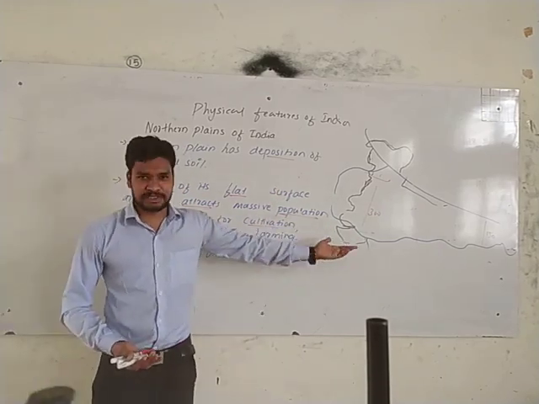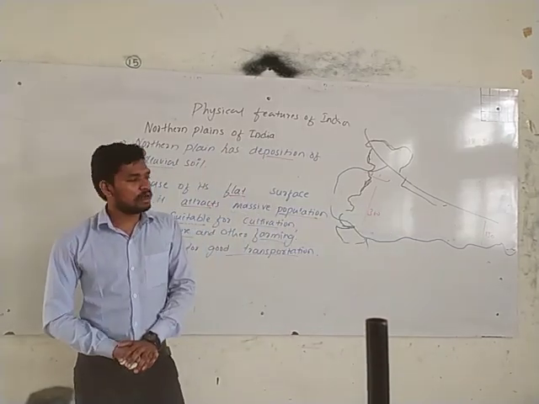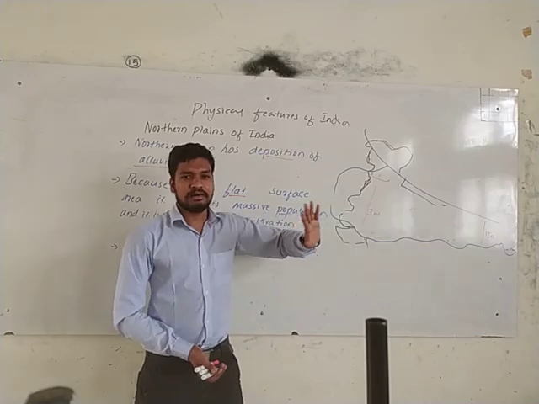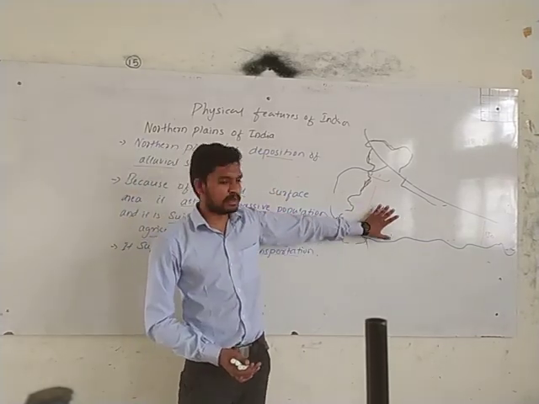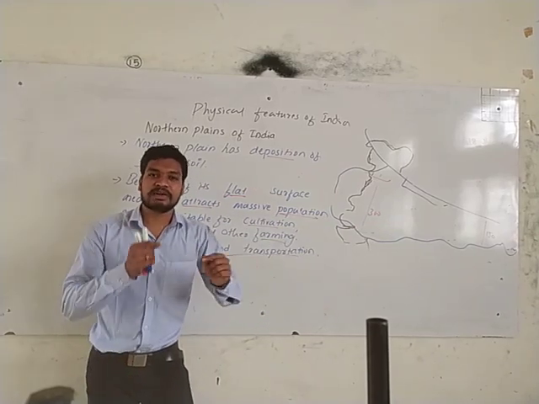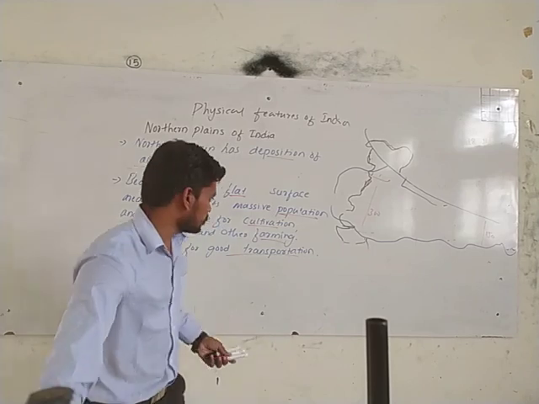Now we go for some divisions. We have physical divisions in this northern plain. It is totally filled by the alluvial soil. In that alluvial soil, we have physical types.